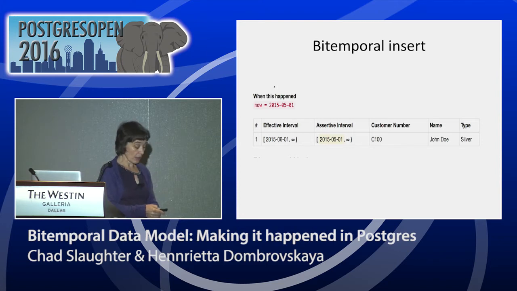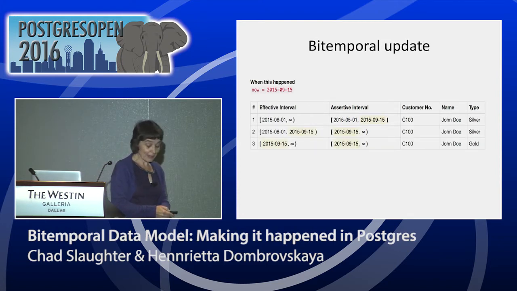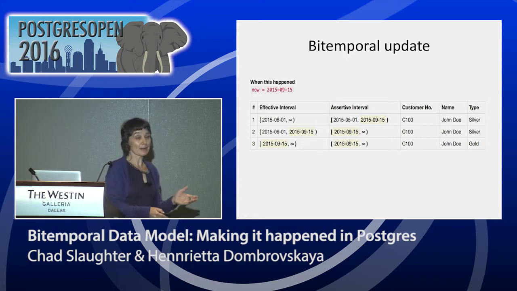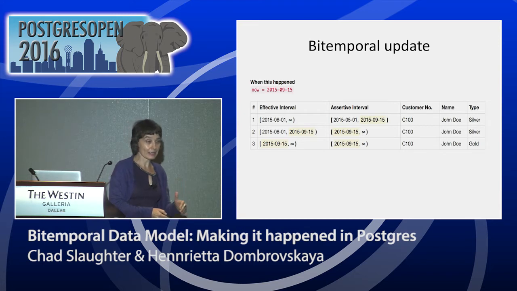Okay. Now, what happens with bitemporal update? That is more interesting, because for a normal update, you would just correct record number 1, right? For temporal data, if you want to add new information, you will just add one more record. But in the bitemporal world, we do it differently. So what we're doing, first of all, we change record number 1.